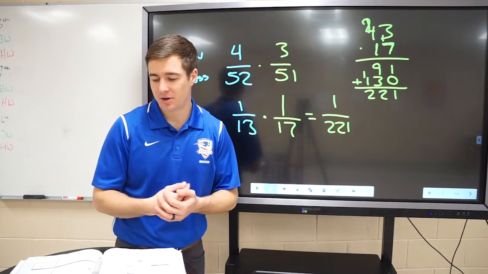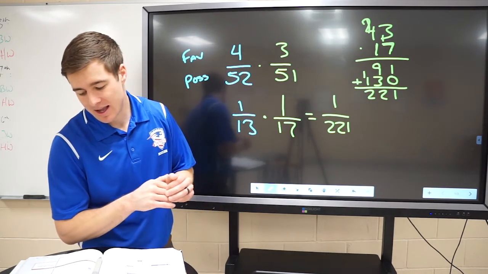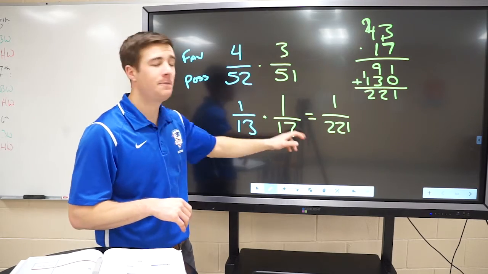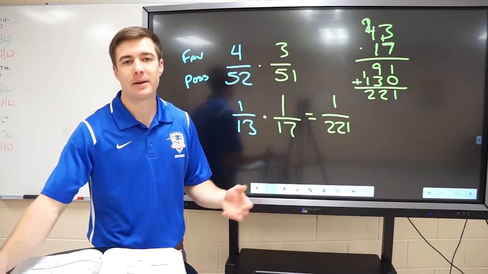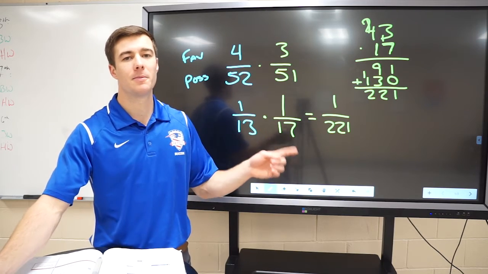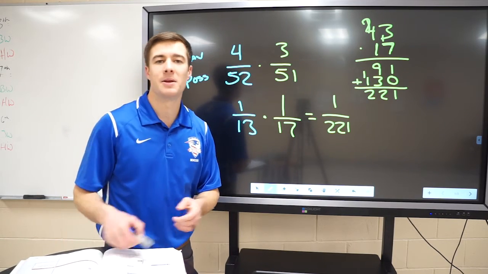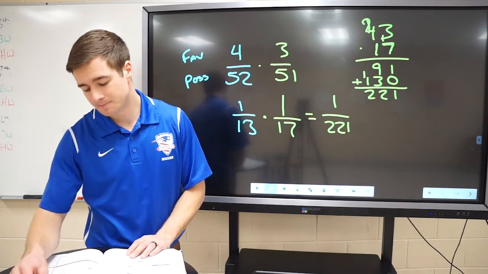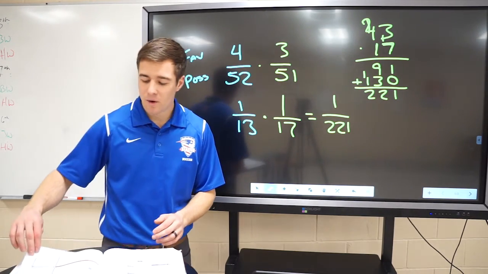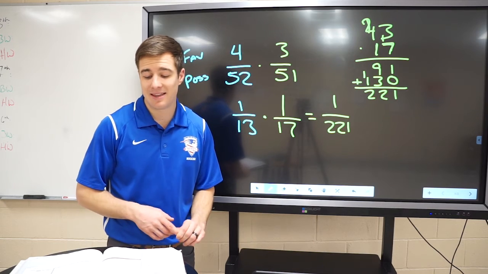Okay, but again, all we're doing there is taking our probabilities and making sure we reduce if we can, and then multiplying those two probabilities together. And that's how we find dependent probabilities, okay? The first probability affects the second probability because something is either pulled out or taken away, and it affects that probability there.